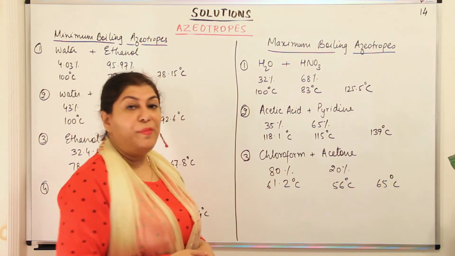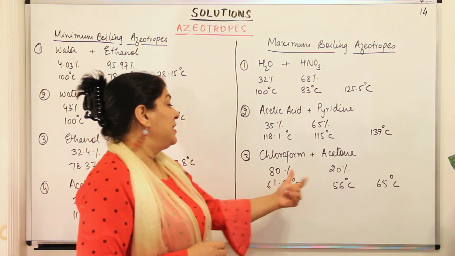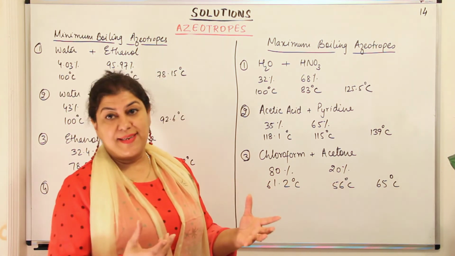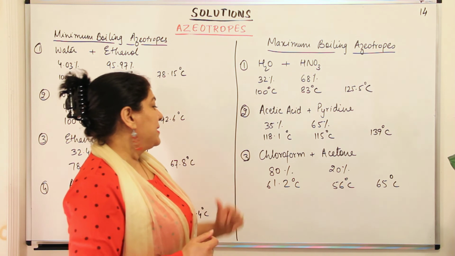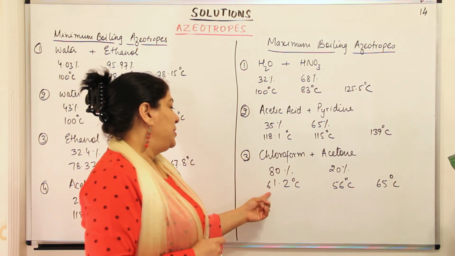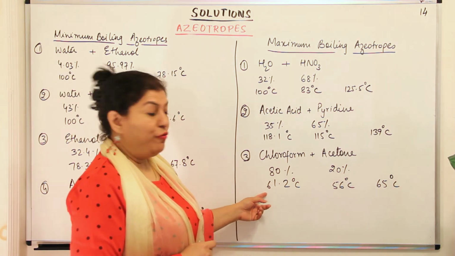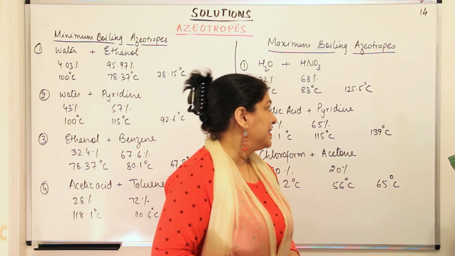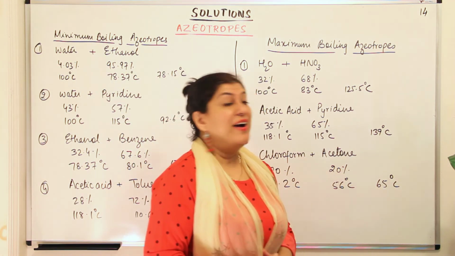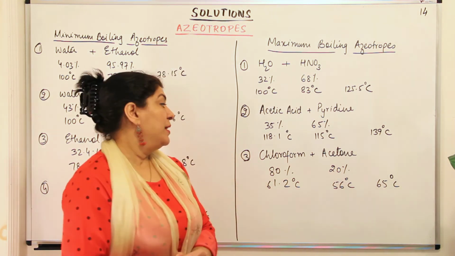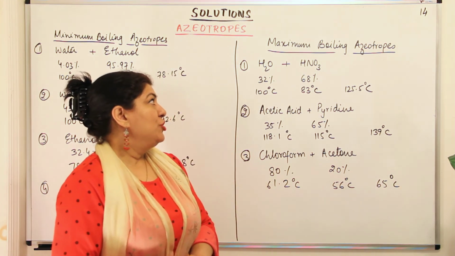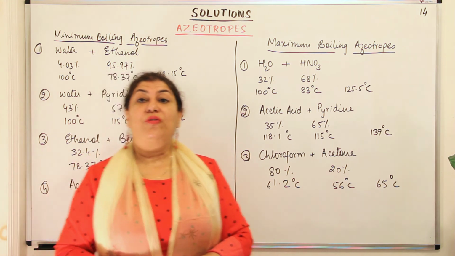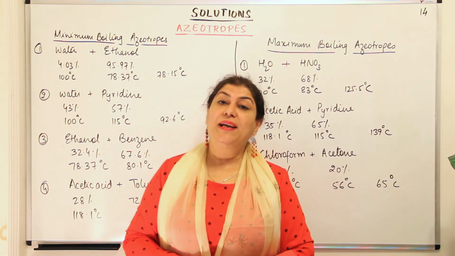Then you come to chloroform and acetone. It is 80% chloroform, 20% acetone, acts as an azeotropic mixture, that is a maximum boiling azeotrope. The boiling point of chloroform is 61.2 degrees Celsius, acetone is 56 degrees Celsius, and they boil at 65 degrees Celsius when you form a mixture. So these were a few examples of both minimum boiling and maximum boiling azeotropes.